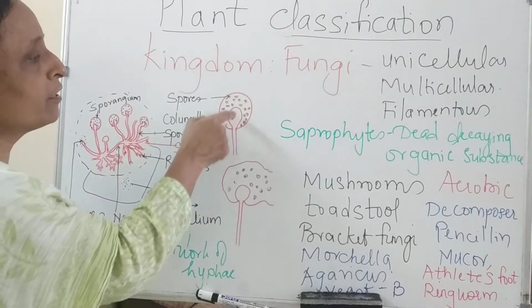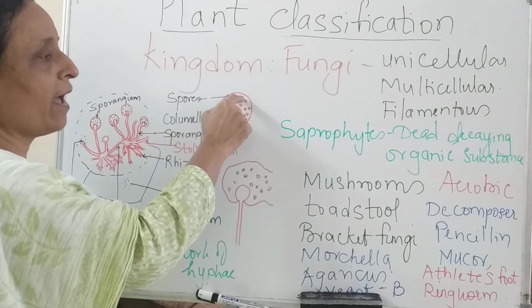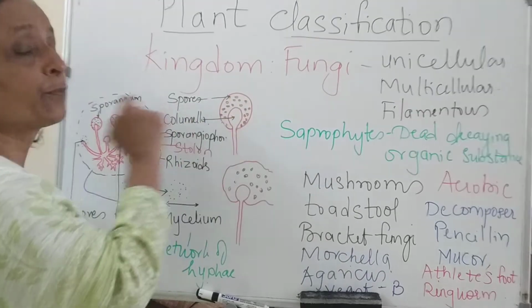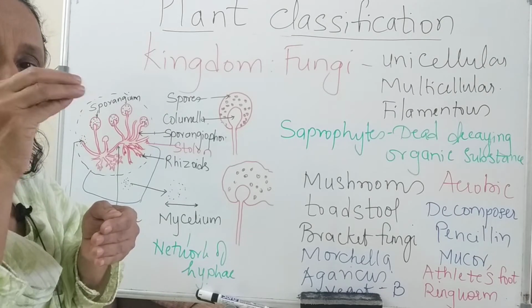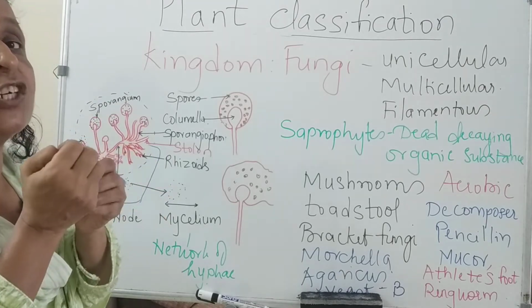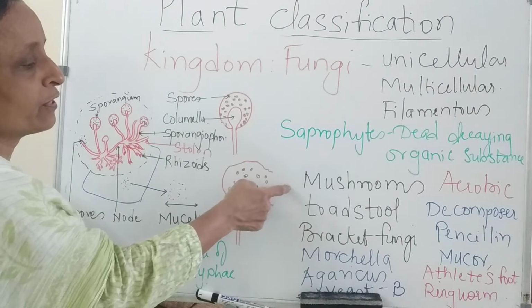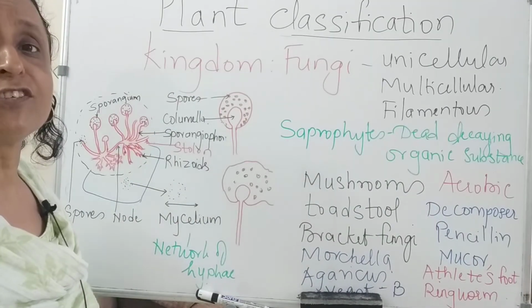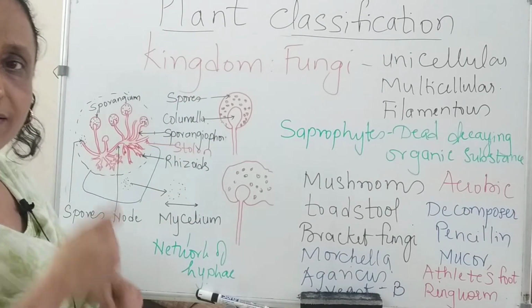It has a solid structure in between that is known as columella, and there are spores inside. This bag is known as sporangium. Inside that bag you find spores. When it matures, that bag breaks and releases all the spores in the atmosphere. So this is the reproductive structure which developed from the mycelium, from the hyphae.